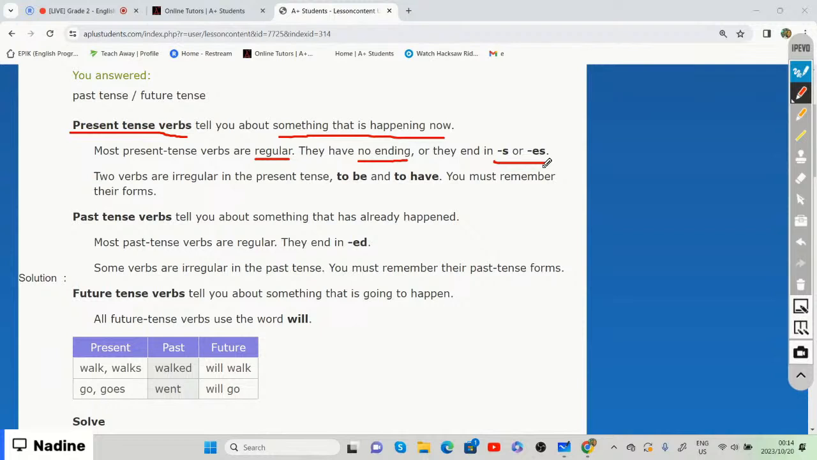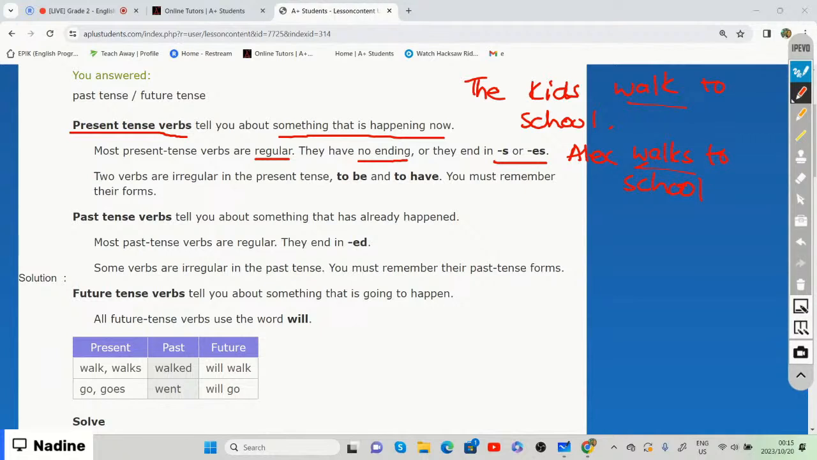For example, if our present tense is regular, then we can maybe say the kids walk to school, or we can say Alex walks to school. There we have an example of the kids either walk or Alex walks.